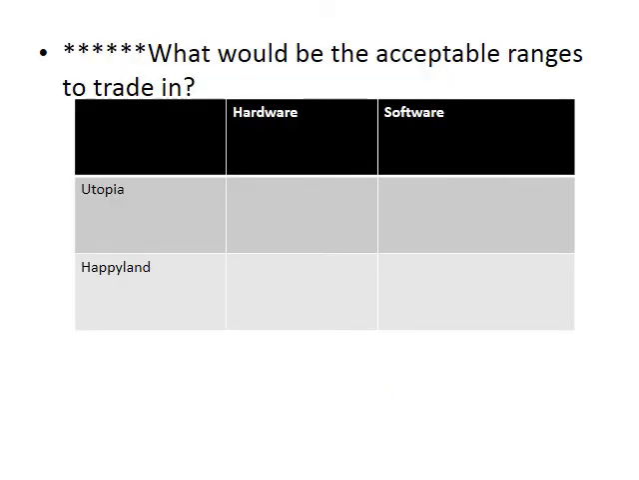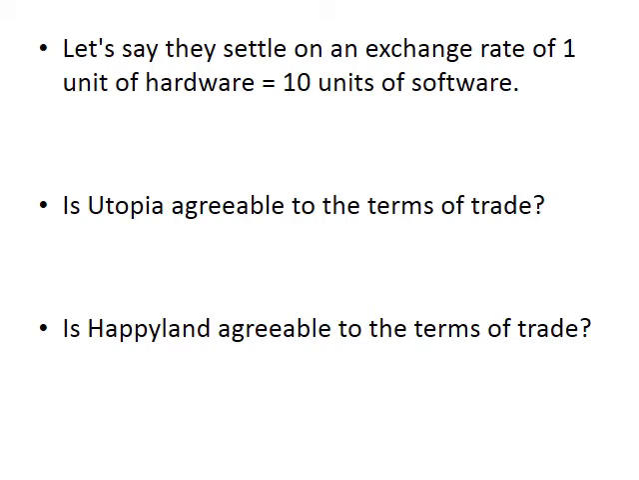So what would be the acceptable ranges to trade in? Well, we want to look at the individual opportunity costs. So we know for Utopia, 1 unit of hardware, the opportunity cost is 5 units of software. We know for Happy Land, 1 unit of software would be 1/15th unit of hardware. Let's say they settle on an exchange rate of 1 unit of hardware for 10 units of software. Well, to be able to look at both countries, I want to see it in terms of 1 unit of hardware and also in terms of 1 unit of software.